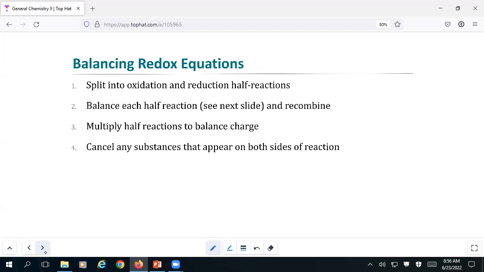But what you do is you split it into half reactions, you balance each half reaction, and then you combine them in such a way that there's no electrons left over to balance out the charge. And then more than likely in that combination step, there's going to be redundancy. There's going to be stuff that's on both sides of the equation, and you're just going to want to make sure that you cross out any redundancies.